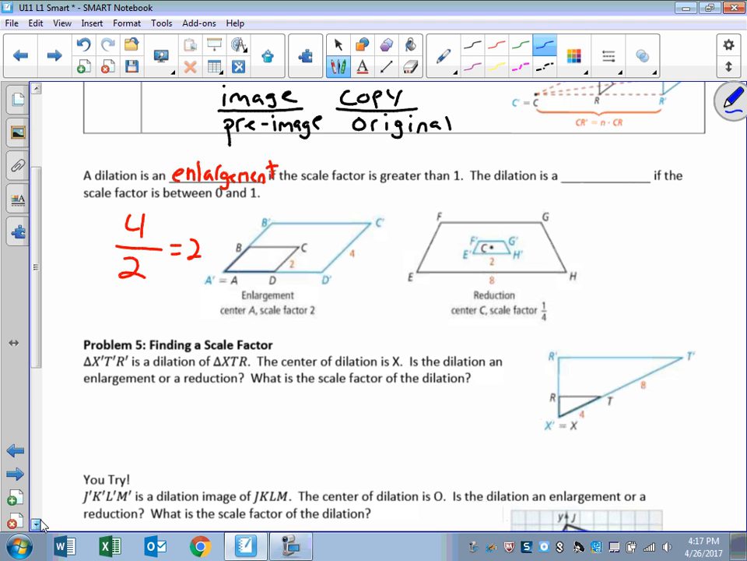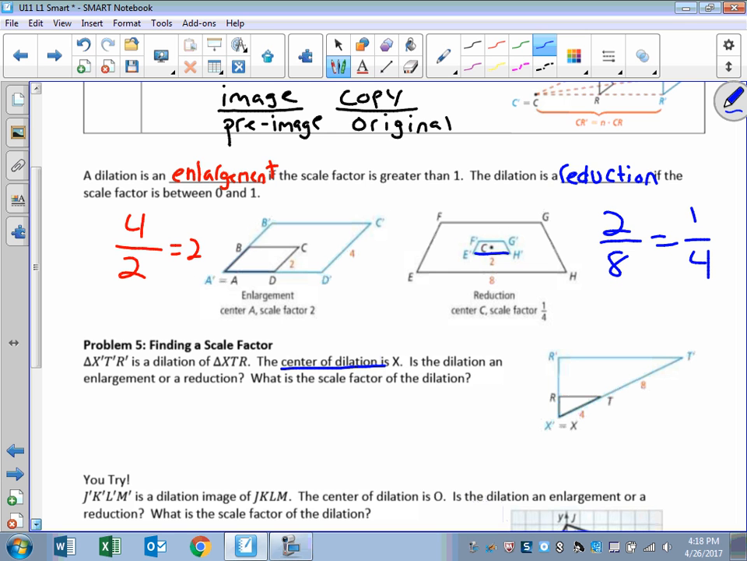And if we set this up, this is the image, the copy. So that goes on top this time. 2 over 8, that's 1 over 4, okay? If the scale factor is between 0 and 1, so a fraction or a decimal, you're going to have a reduction, which just makes the shape smaller. Okay? Now, the only thing to be careful of is when the center of dilation is not in the center, it might throw you off a little bit.